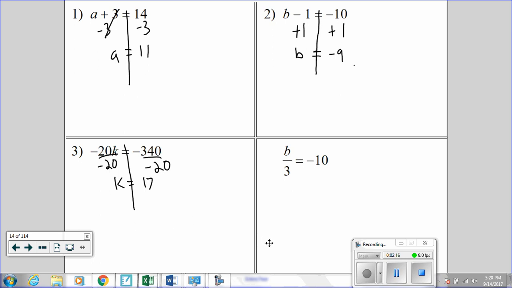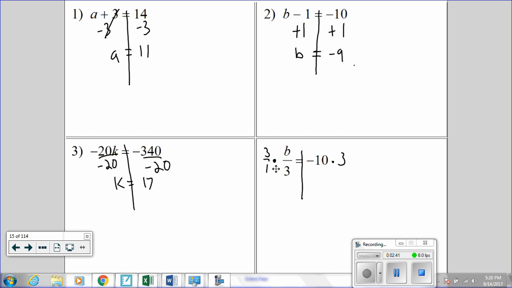Over here, we've got b divided by 3. So the opposite of division is multiplication. So we're going to multiply by 3 on both sides. Now here, since we're multiplying by 3 on both sides, I put 3 over 1 because I had a fraction here. And over here on the right side, I just multiplied times 3.